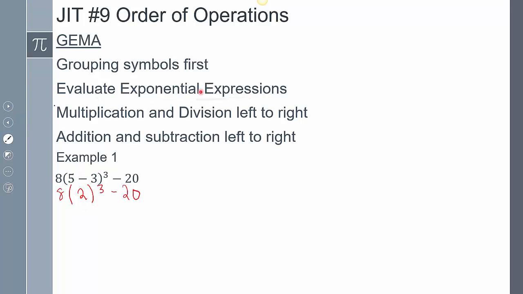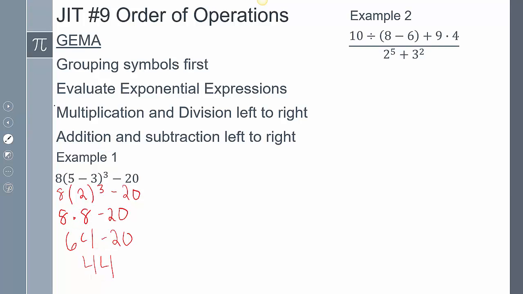Then evaluating any exponential expressions, this is 2 to the 3rd power, and so 2 to the 3rd power is going to be 8 because 2 times 2 times 2 is 8. Then 8 times 8, that's going to give me 64 minus 20, and that's going to give me 44. There was multiplication right here, and then addition and subtraction right here, and that's how I get 44.